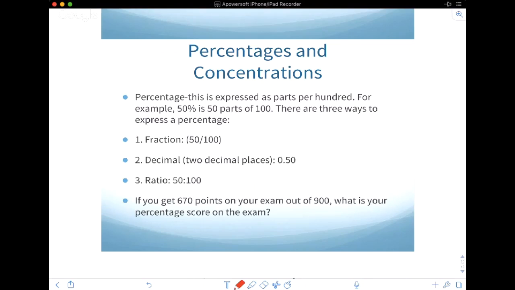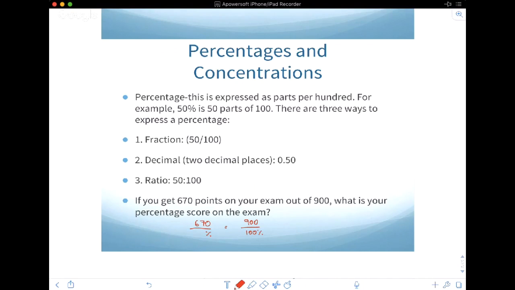And it's those stupid small mistakes that could make the difference between passing and failing. So you get 670 points out of a 900-point exam. The 900-point exam is the full exam. That's the total amount of points that you can get, so that's going to be your 100%. You're going to want to know what percentage is 670.